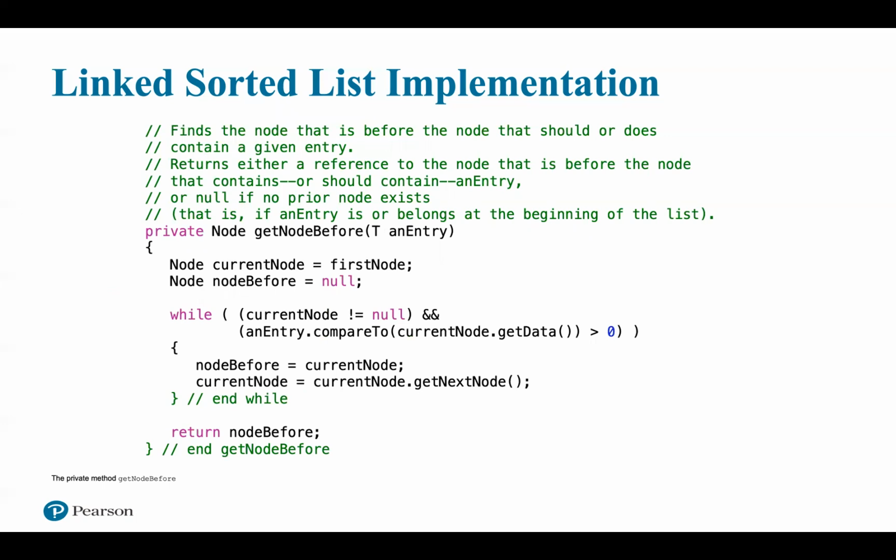We still need to implement the private method getNodeBefore. We will need two references as we traverse the list. Clearly, we need a reference to the current node so we can compare its entry to the desired entry. But we also must retain a reference to the previous node because it is the reference that the method returns. In the implementation shown, these references are currentNode and nodeBefore.